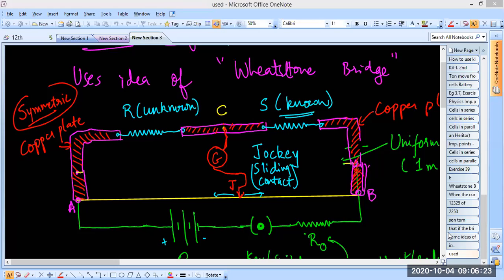So basically, like I said, this is just a practical way of using the Wheatstone bridge idea or principle. Instead of having to continuously change resistors from one to another, this kind of instrument allows us to measure or find out the unknown resistance in a very simple way.